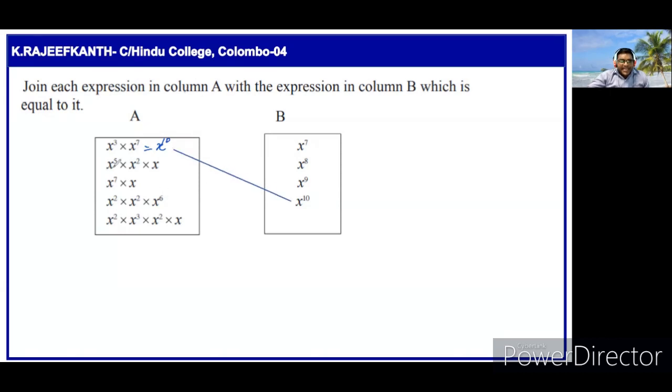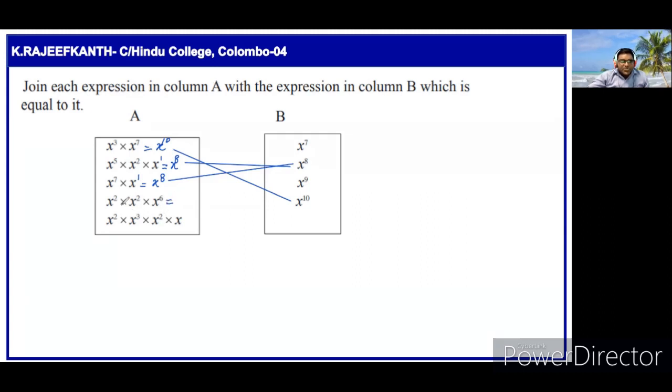Then the second one, x to the power of 5 times x to the power of 2 times x to the power of 1. Directly we can add these three indices, 5 plus 2, 7, plus 1, 8. If we add these, then x to the power of 8. Then x to the power of 7 times x to the power of 1, then x to the power of 8. Again, we got the answer as x to the power of 8. Then we have to join it with x to the power of 8.